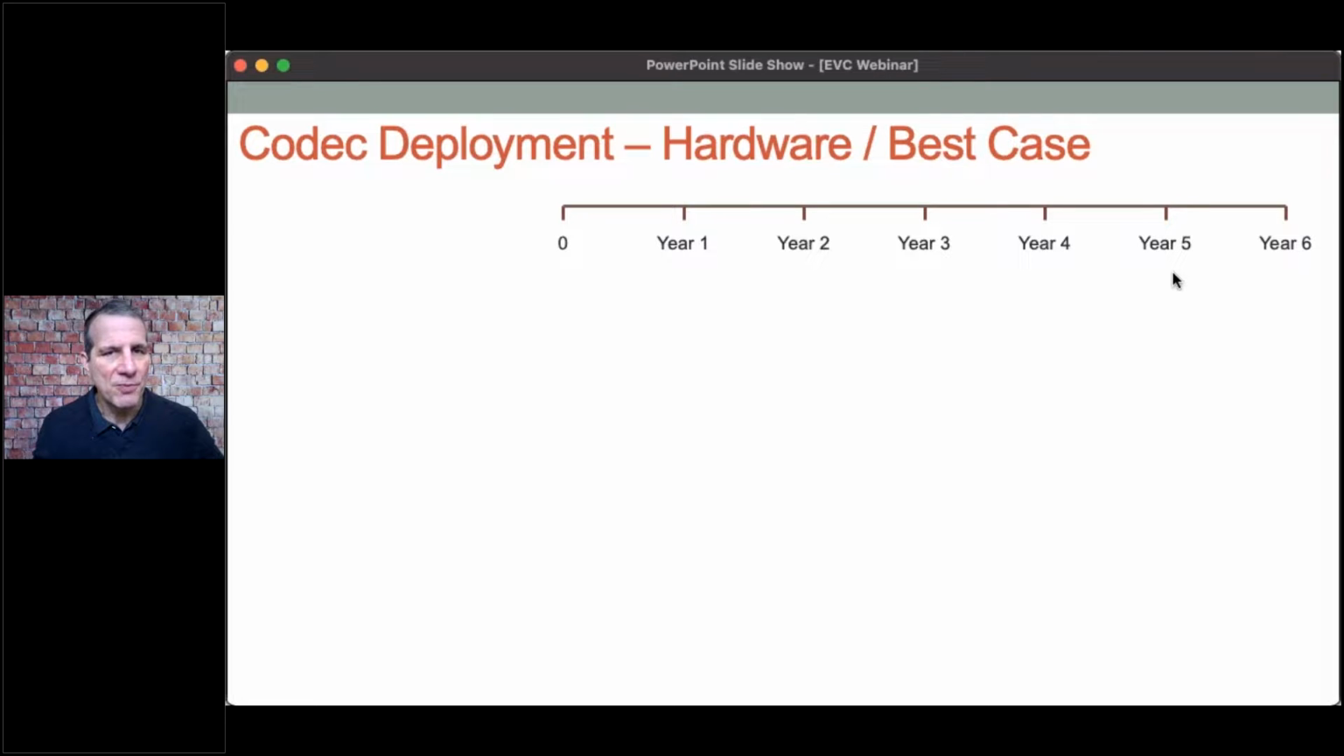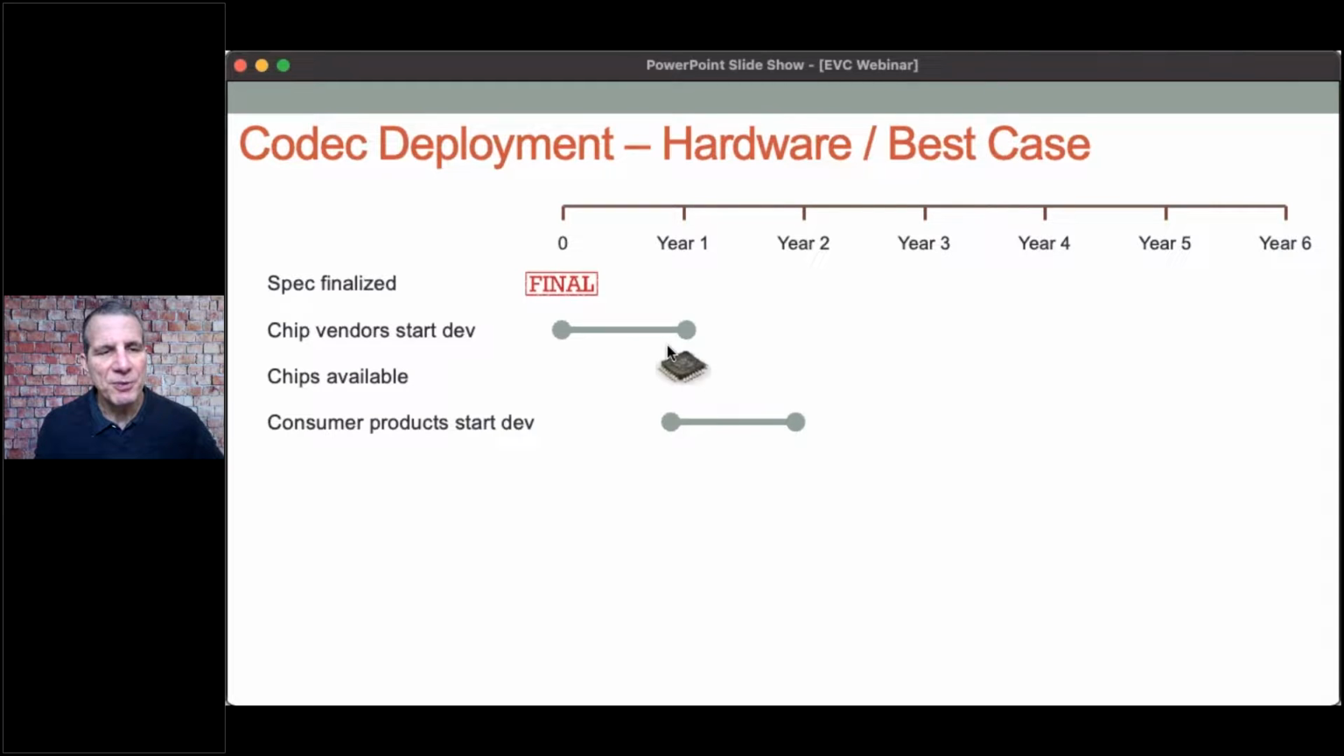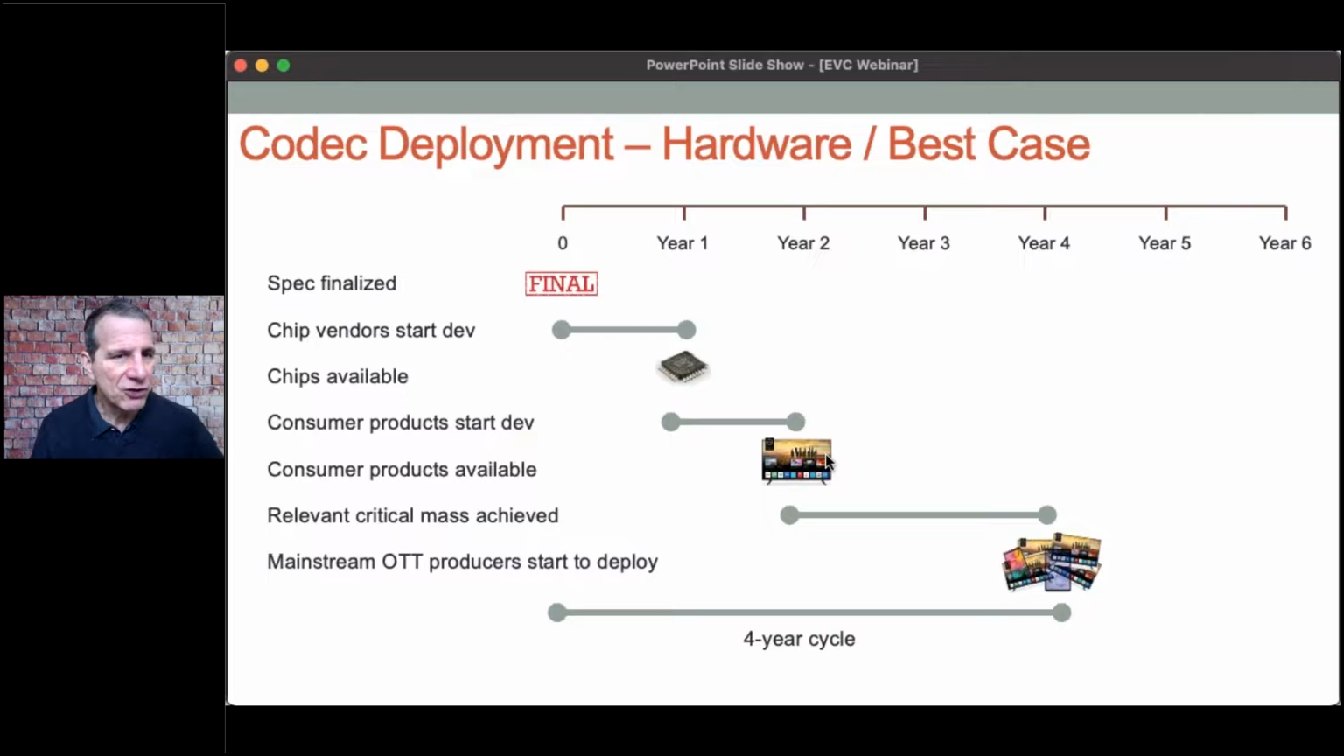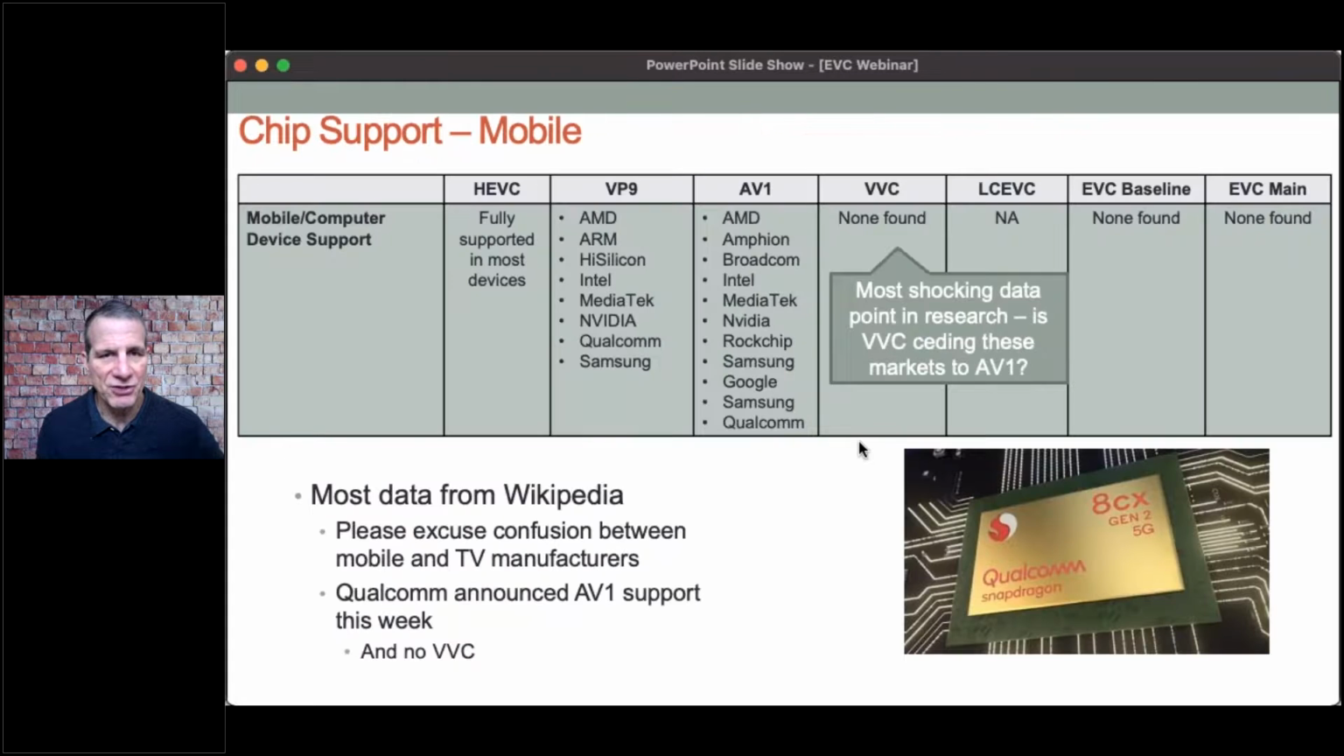So, let's look at the typical hardware deployment cycle, and this is for both mobile and smart TVs. The spec is finalized. Typically, the chip vendors start development then. Chips become available at the end of year one. Consumer products start developing when chips are available, and they come out at the end of year two. And then you need a critical mass of installed base, which takes a while. I'm saying 2 years here, probably closer to 3 years. So basically, it's a 4-year cycle from first draft international spec to when the products are going to be deployed in sufficient numbers to be addressable for publishers.